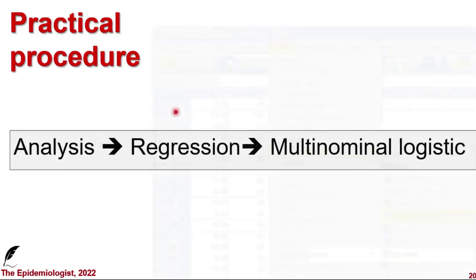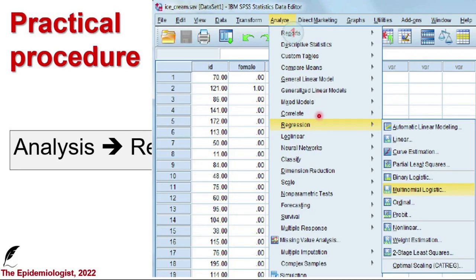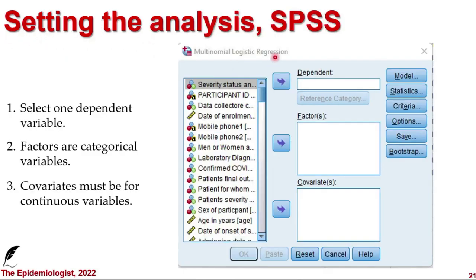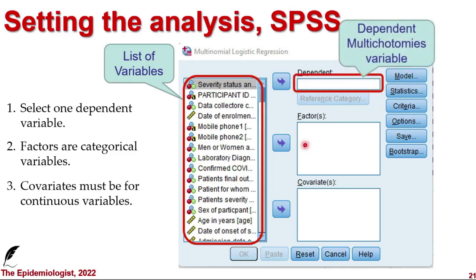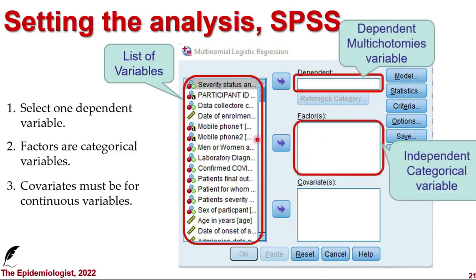As a practical procedure, first click Analyze, drag the cursor over the Regression drop-down menu, and as a third step choose and click on Multinomial Logistic. In the multinomial logistic regression, select and click on the multichotomized categorical outcome to highlight it from the list of variables. Then click on the arrow to move the variable into the Dependent box. Continue by clicking on the first categorical predictor variable to highlight it, and then click on the arrow to move the variable into the Factor(s) box.